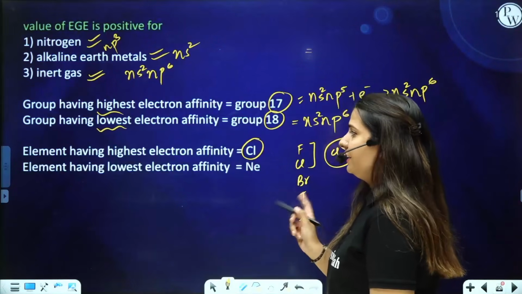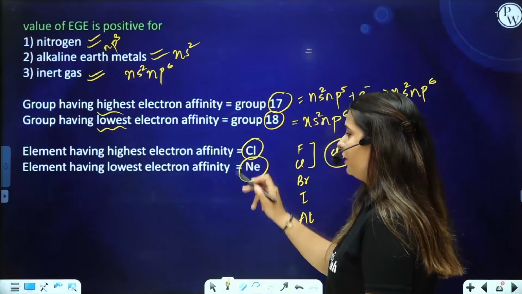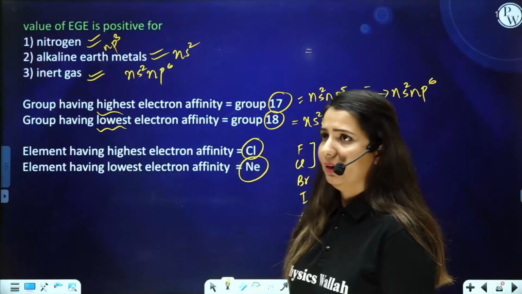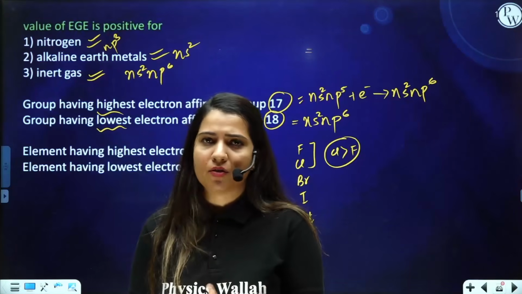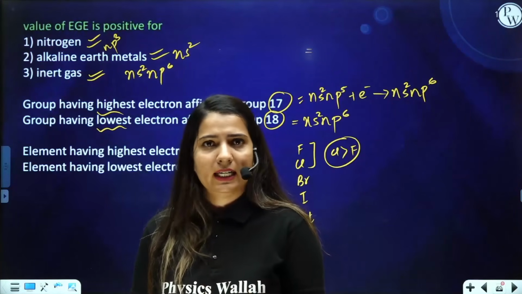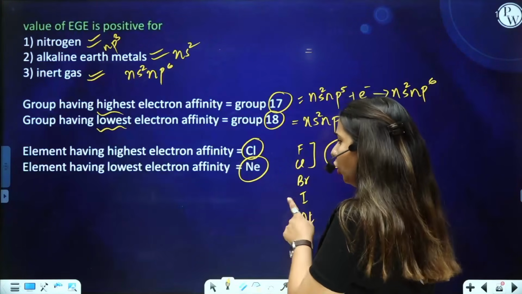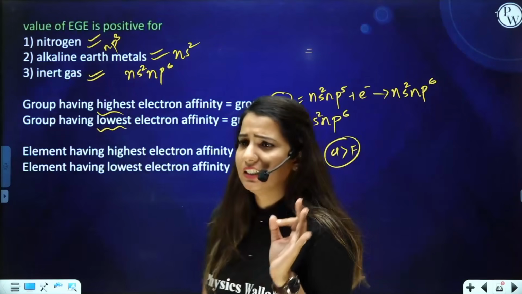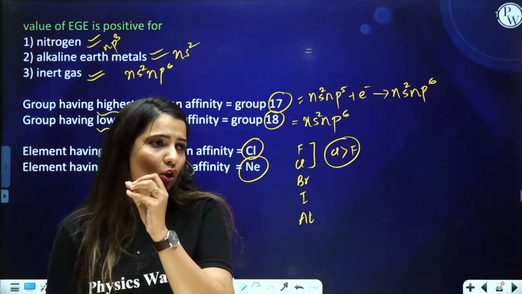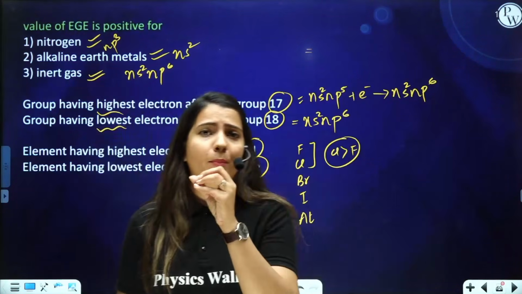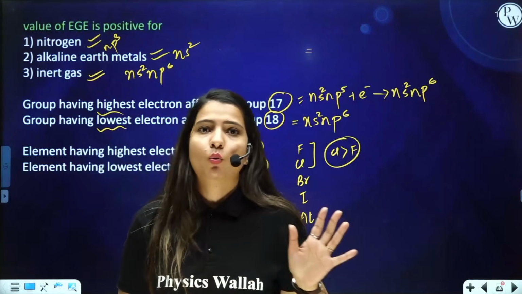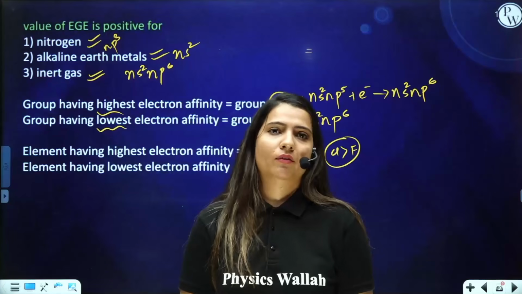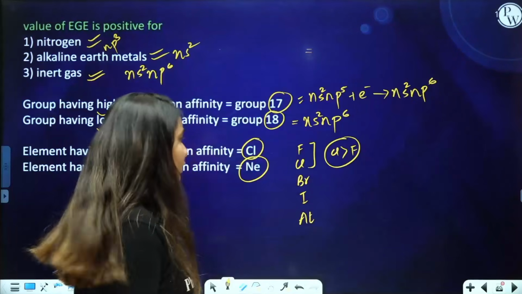Elements having the lowest electron affinity: noble gases have the lowest electron affinity, and they all have positive electron gain enthalpies, meaning they don't want any electron. Among them, neon has the least tendency to accept an electron. In the whole periodic table, if there is an element that does not want an electron, that will be neon. Just don't forget this.